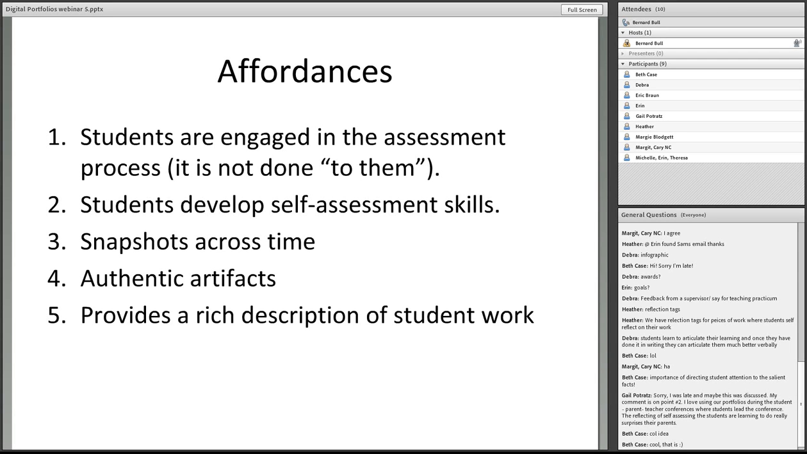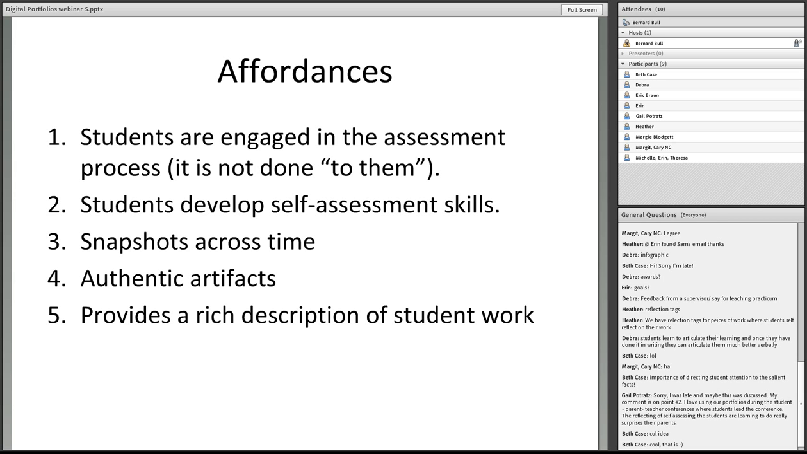Beth, the importance of directing student attention to the salient facts, yes. Oh, no worries, Gail. Your comment is on point number 2. You love using portfolios during student-parent-teacher conferences where students lead the conferences. The reflecting and self-assessing the students are learning to do really surprises their parents. And that's a point we talked about just a couple of slides ago too.